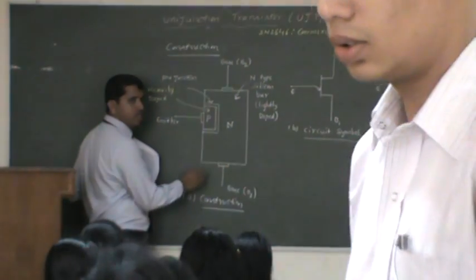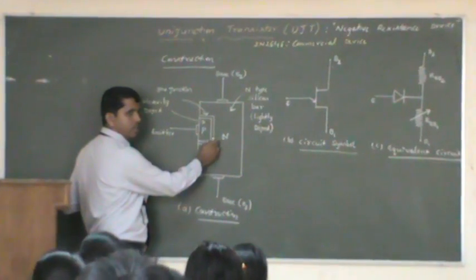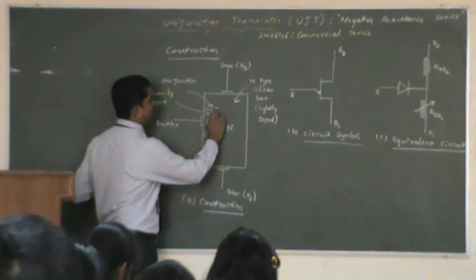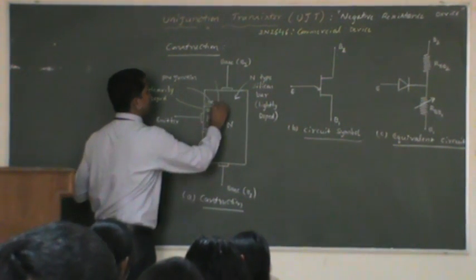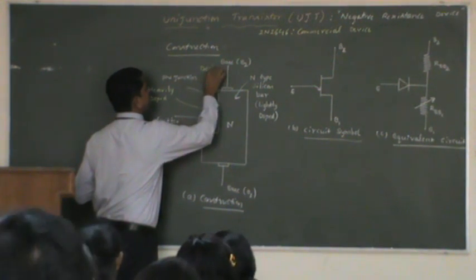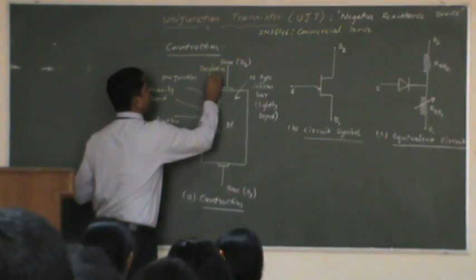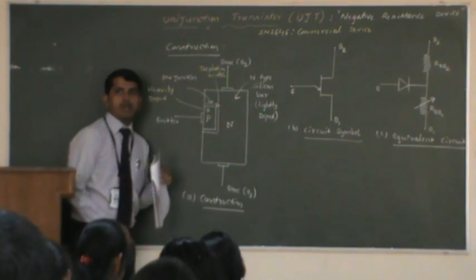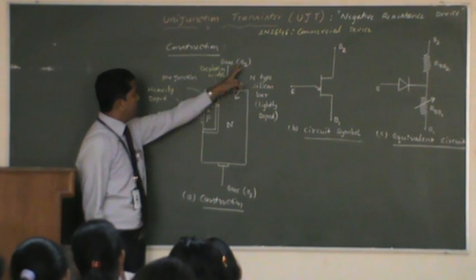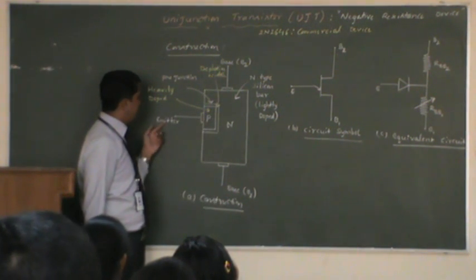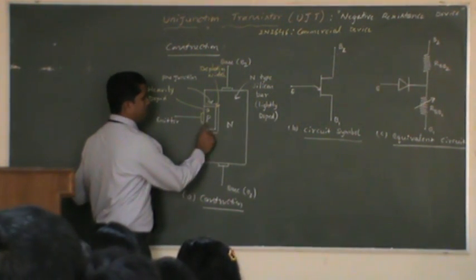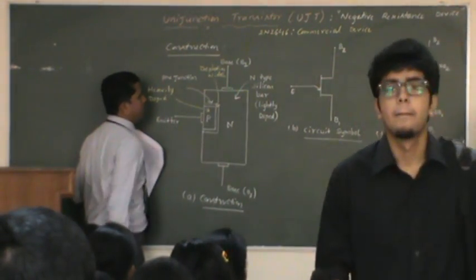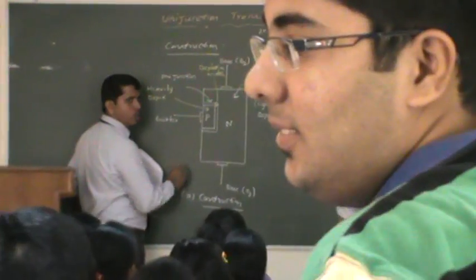Whenever there is an interface between P-type semiconductor and N-type semiconductor, there is a junction formation. As you can see here, there is a small empty space. This is nothing but the depletion width. When you don't apply any voltage between base 2 and base 1 and the emitter, there is no voltage, but there is a small amount of voltage across this junction. That is called depletion. And you can see here how to make this unijunction transistor.